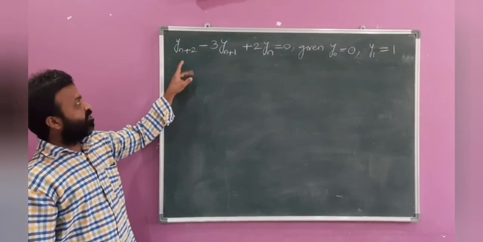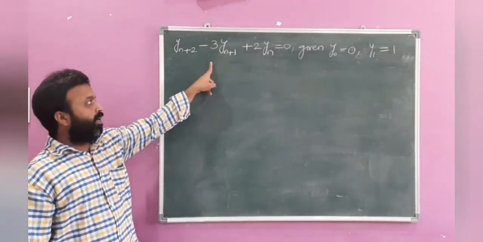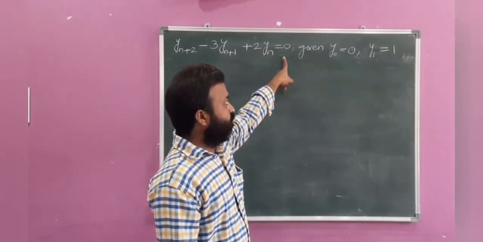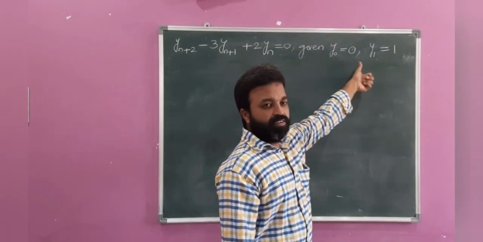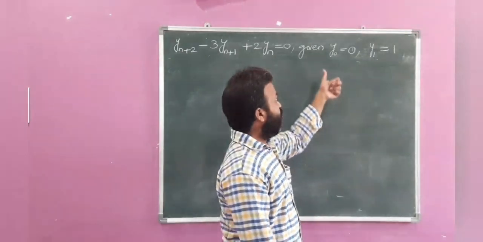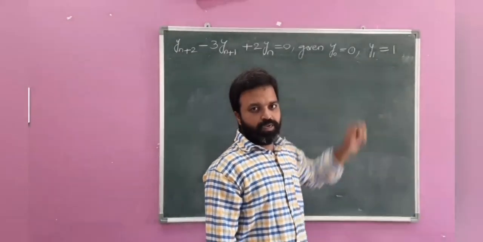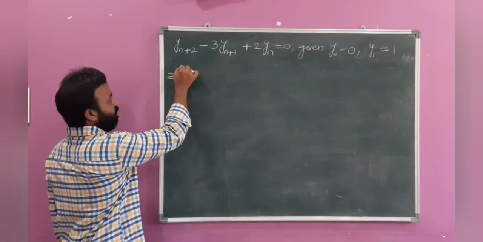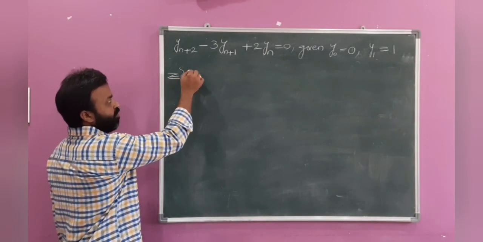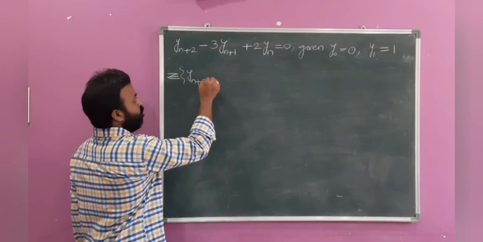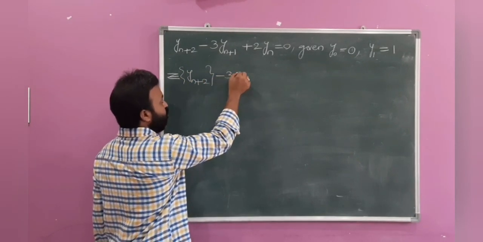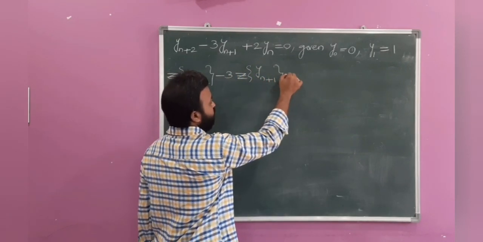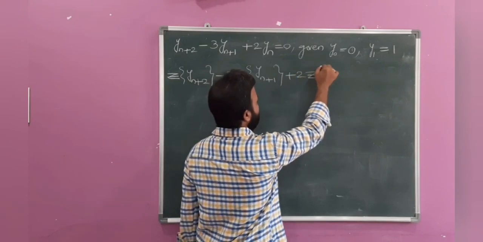So the difference equation is given as y(n plus 2) minus 3 into y(n plus 1) plus 2 into y(n) equal to 0, given the conditions y0 is 0, y1 is 0. So that means y of 0 is 0, y of 1 is 0. Now by taking Z transforms of the given difference equation, we have Z transformation of y(n plus 2) minus 3 into Z transformation of y(n plus 1) plus 2 into Z transformation of y(n).